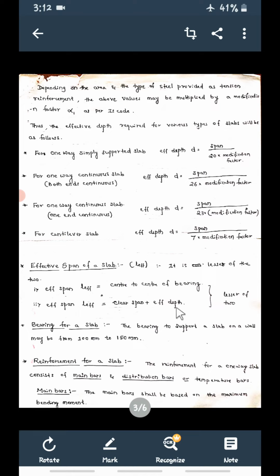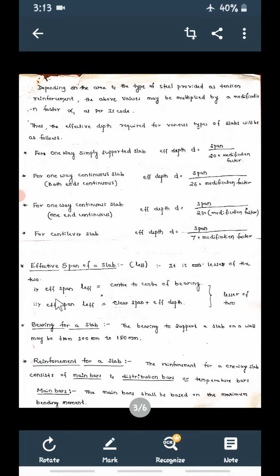So remember, when you are designing a one way slab, always you have to take the shorter span. Remember, the longer span does not come into the picture in a one way slab. So when you are designing a simply supported one way slab, the center to center distance or clear span or effective span will always be taken as the shorter span. So first, L effective is equal to center of bearing.